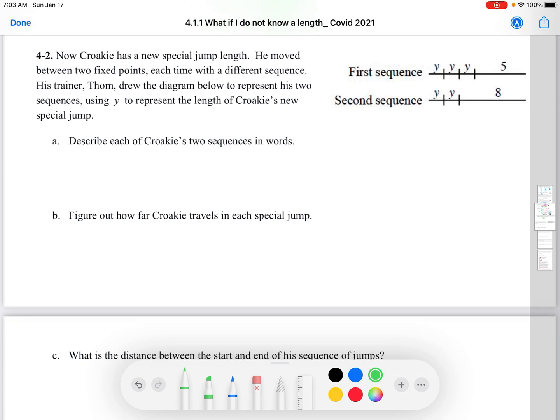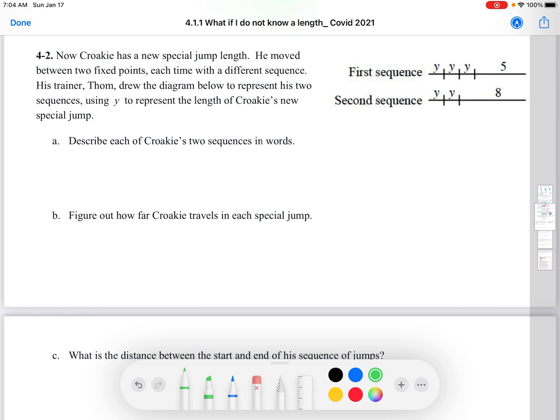Okay? Now Croaky has a new special jump. He moved between two fixed points, each time with a different sequence. His trainer, Tom, drew a diagram below to represent his two sequences, using Y to represent the length of Croaky's new special jump. Describe each of Croaky's new sequences in words. I'm not going to write it, but I am going to say that in words, and you can write this. So the first sequence, we have 3 special jumps to the right, and then one big jump of 5 to the right. The second sequence has 2 of these special jumps, but then it has one big jump of 8.